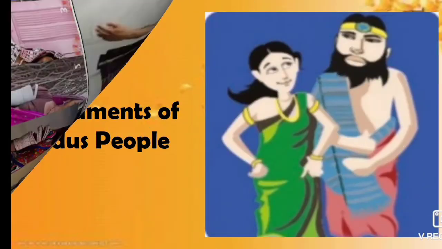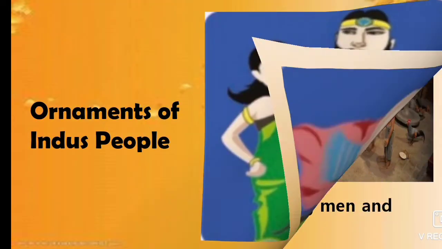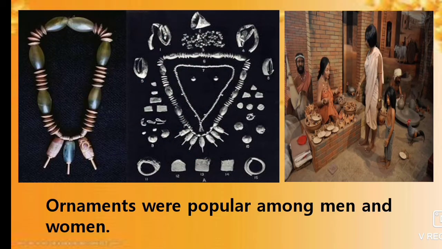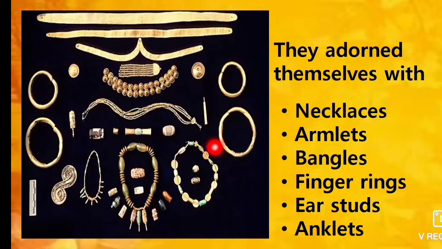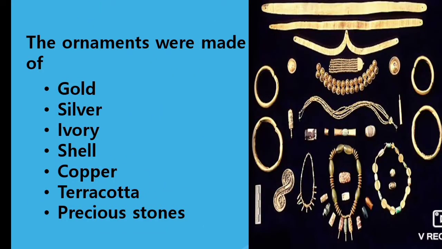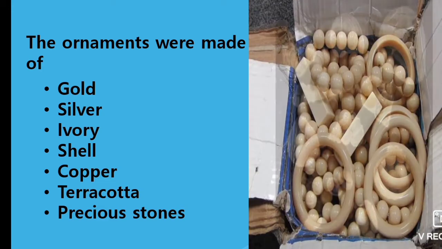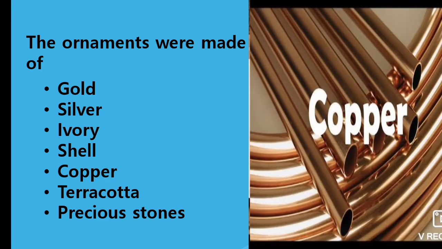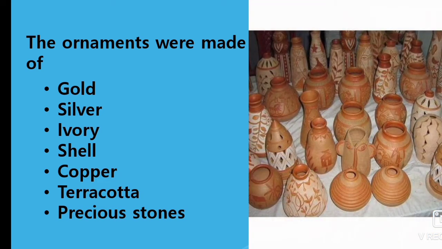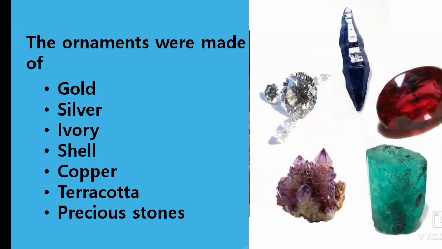Next is the ornaments of Indus people. Ornaments were popular among men and women. They adorned themselves with necklaces, armlets, bangles, finger rings, ear studs, and anklets. Students, the ornaments were made of gold, silver, ivory, shell, copper, terracotta. Students, terracotta is a type of fired clay, typically of a brownish red color, and precious stones.